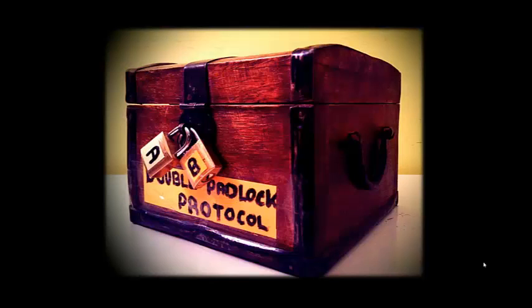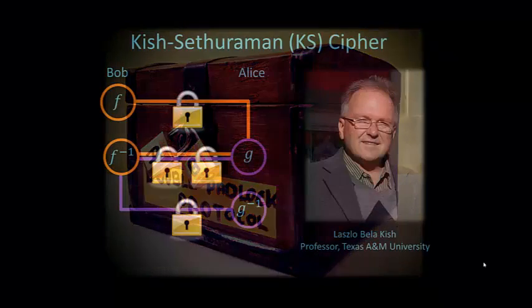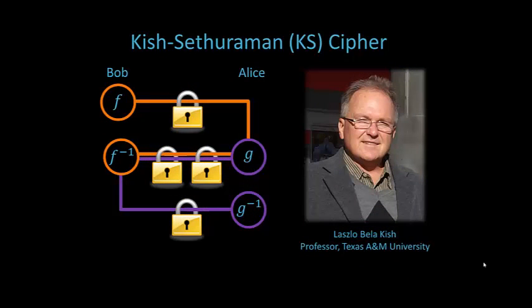The KS cipher, also known as the double padlock protocol, is theoretically known to offer perfect security through a classical information channel. However, realization of this protocol remains a difficult problem as the required mathematical operators are yet to have been found. A mechanical analogy of the KS cipher can be seen by sending a message in a chest using two padlocks.